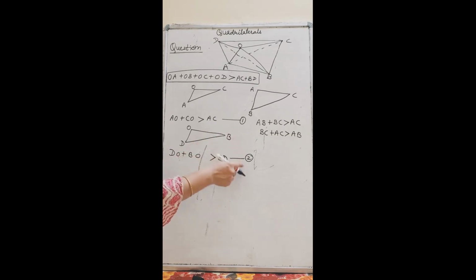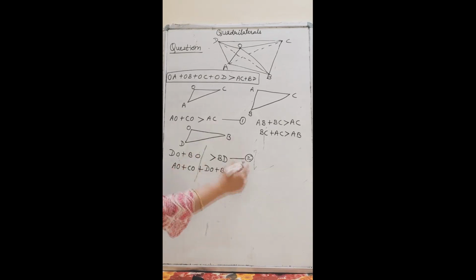We will add these two equations. So the left hand side we will add in the left hand side, the right hand side we will add in the right hand side. So when we add, we will write the left hand side first, AO, CO, then after that the left hand side of the second equation, DO, BO.